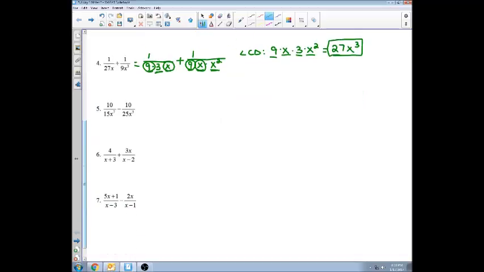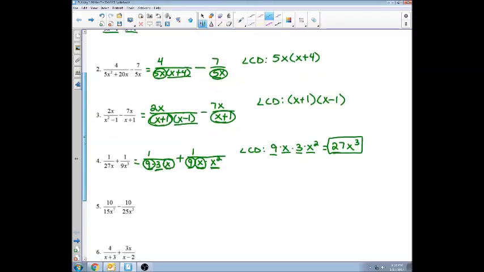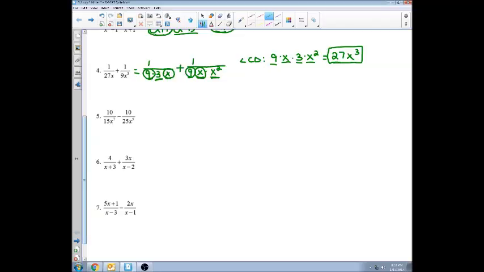On to number 5. Here's where we have to be a little bit careful. We have not been crossing anything out in 1, 2, 3, or 4 because I never had anything in my numerator that could cancel out anything in my denominator. On number 5, I will. Okay? So let's look at number 5.